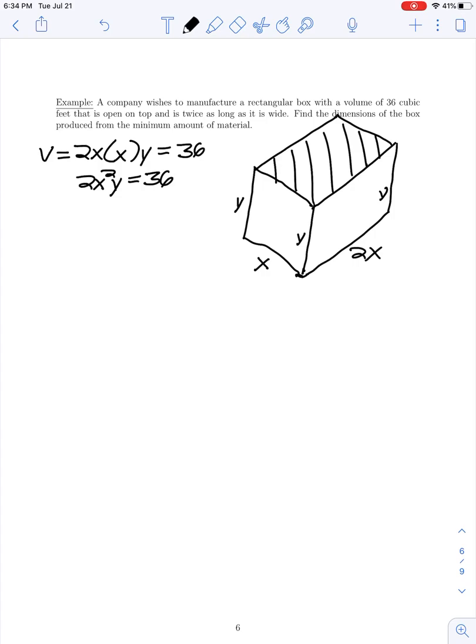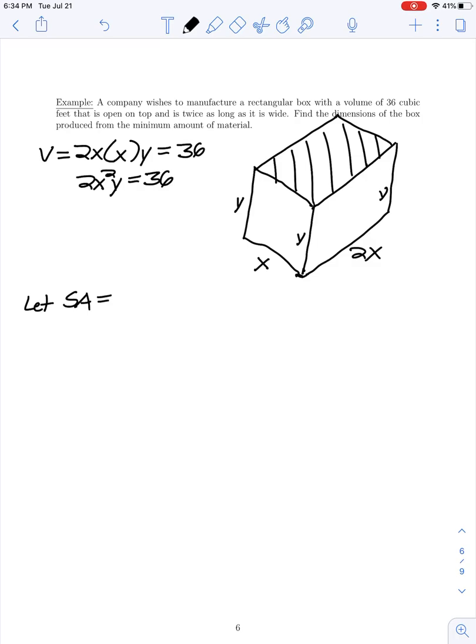Now let's ask ourselves what we're trying to optimize. So here the problem says we want to use the minimum amount of material. So we want to minimize the surface area of this box. So let's find a function for surface area. We'll call it SA.